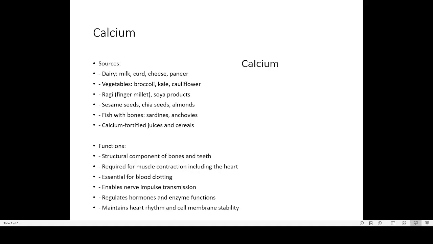So calcium deficiency during old age is very severe, and it can make the person unable to walk also. That is the problem of calcium deficiency, which leads to osteoporosis, meaning bones become soft and brittle and they fracture very fast.